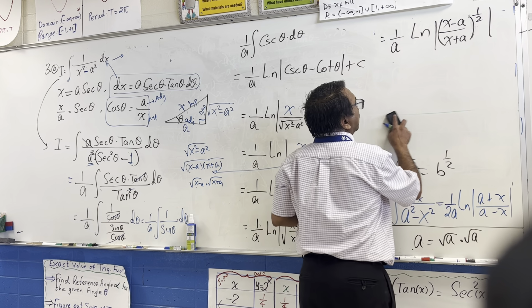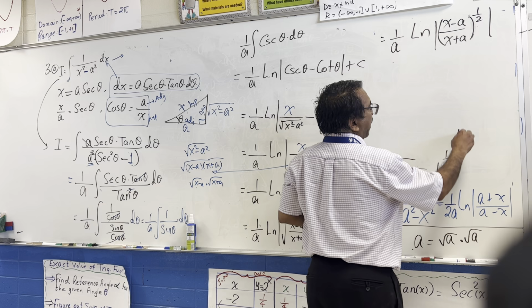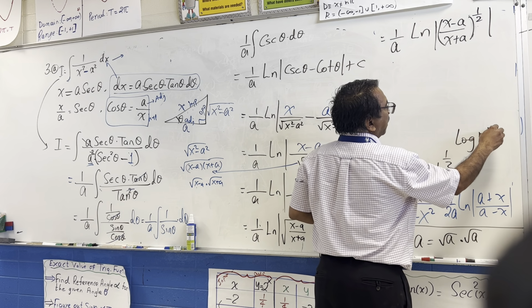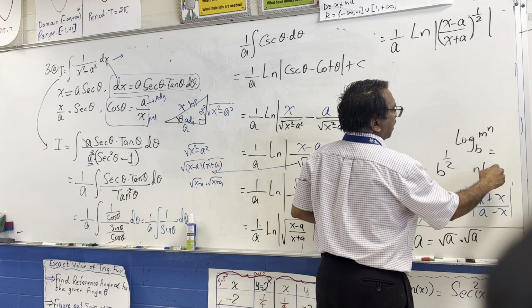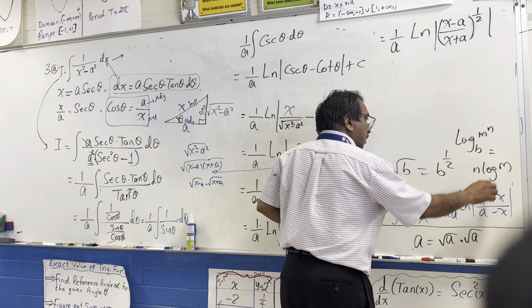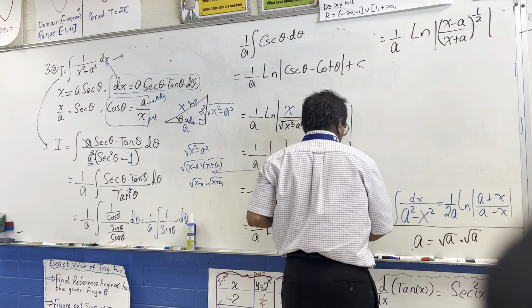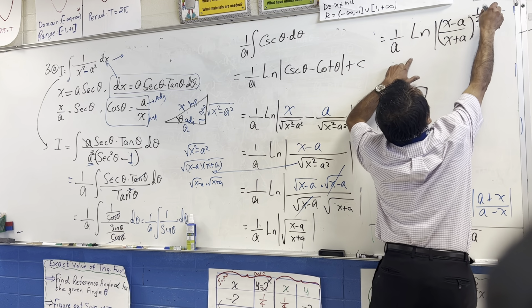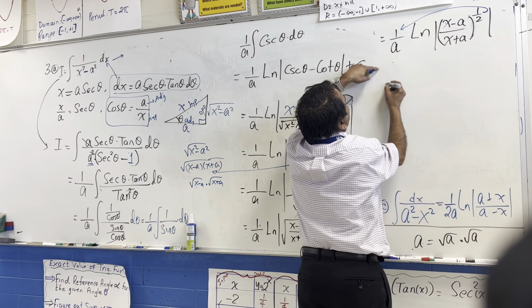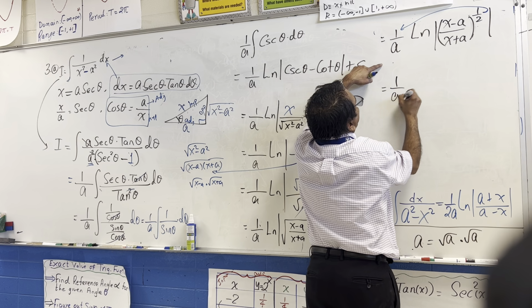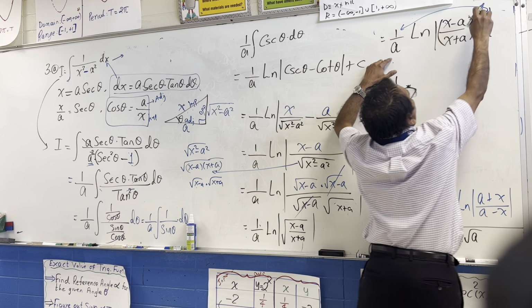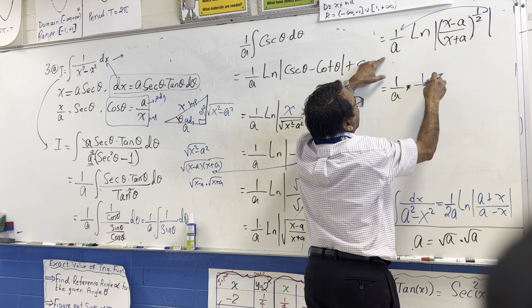Now use the laws of logarithms, which say that the logarithm of m to the power n, to the base b, is the same as n times the logarithm of m. So we will use that formula and say, hey, that half multiplies right here. So that's like 1 over a times this half will go right here.